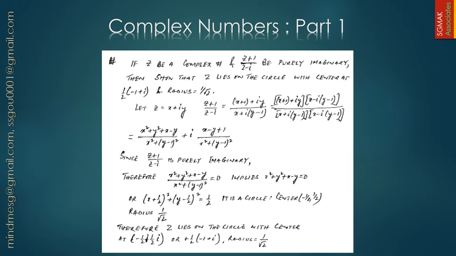So Z lies on a circle with center minus 1/2 plus 1/2 i. We're taking the center as minus 1/2 and 1/2, writing in the form of x plus iy, and the radius is 1 over square root of 2. Let's look at the next problem.